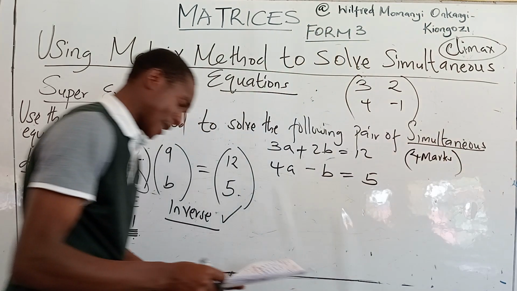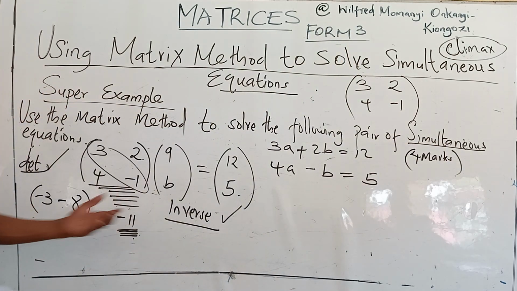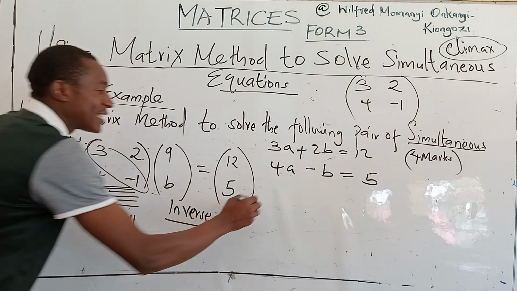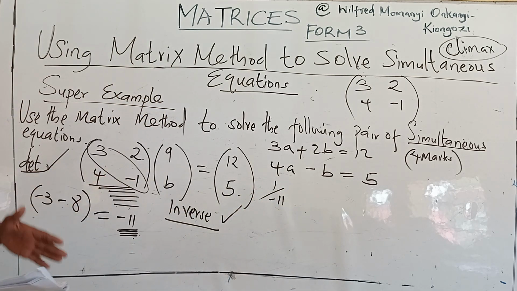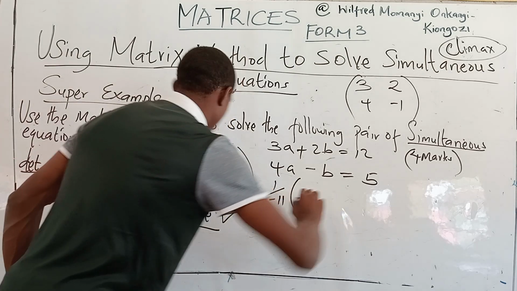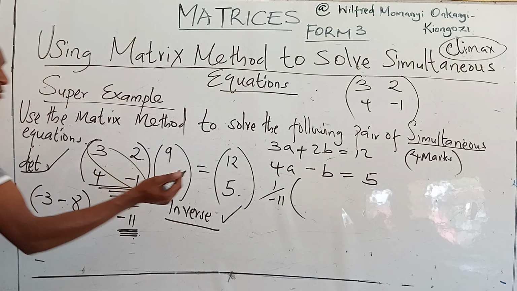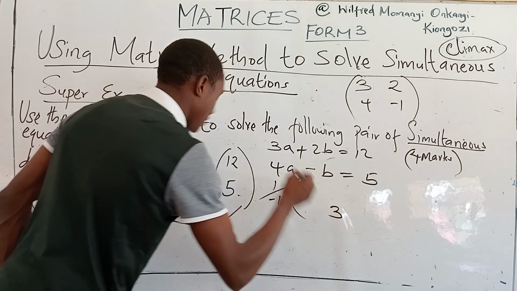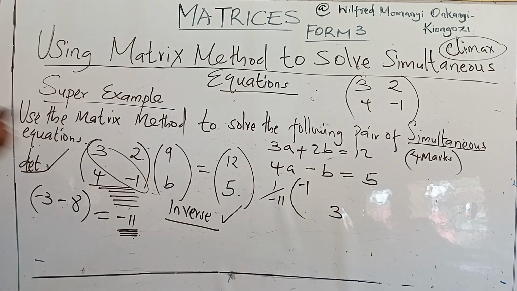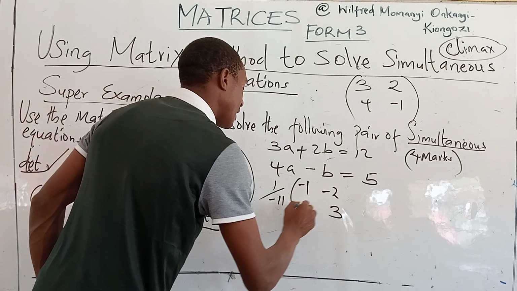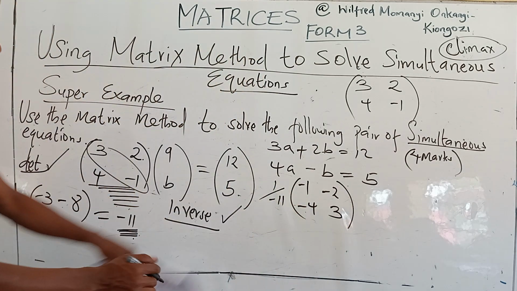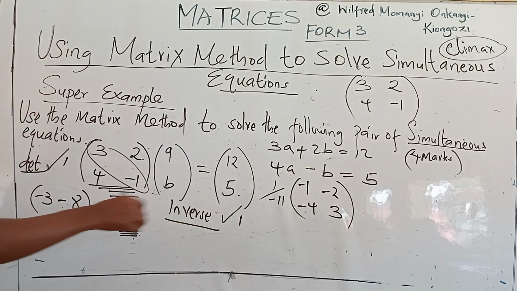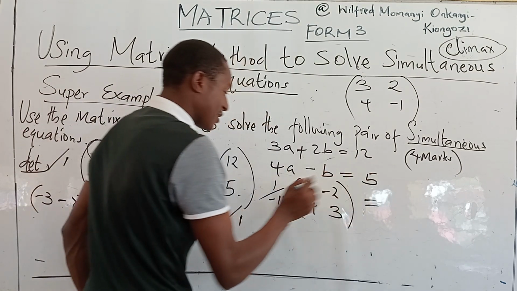It is 4 marks. Now, the inverse, you already know something about it. So 1 over the determinant, 1 over negative 11, or negative 1 over 11. Then multiply with, change positions of the main diagonal as usual. Negative 1, 3, they switch position. Then negative 2 here, and negative 4 here. We open it fully so that we can get our mark completely. So the inverse has been found.